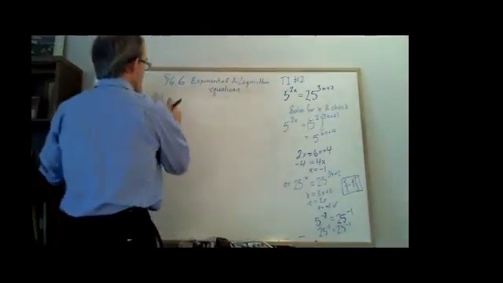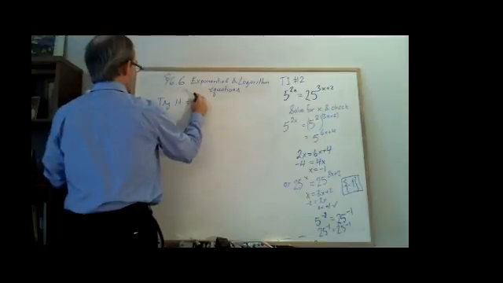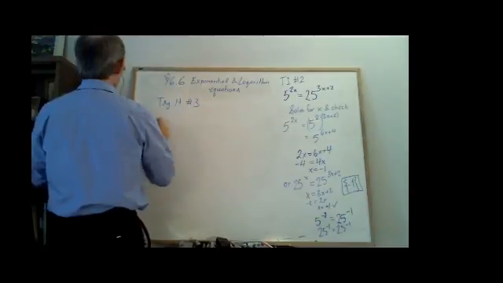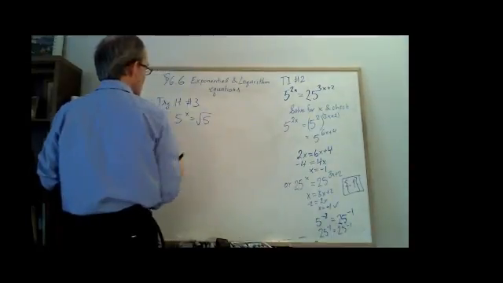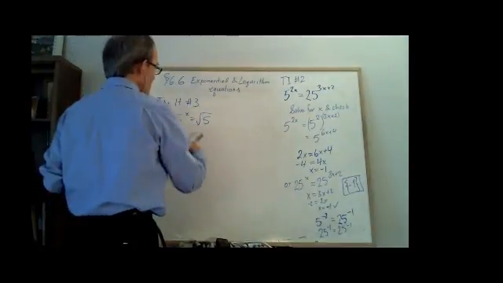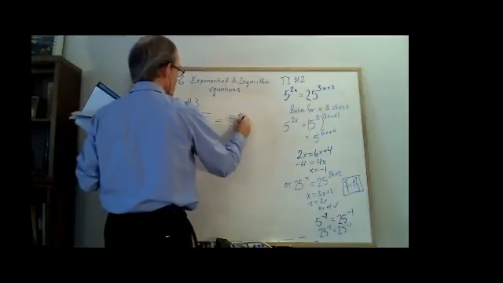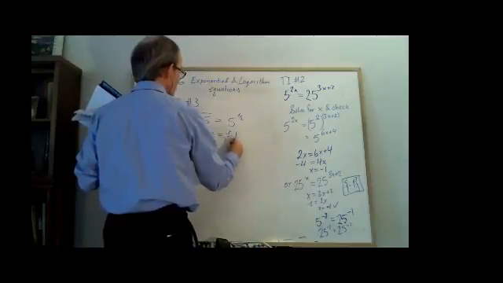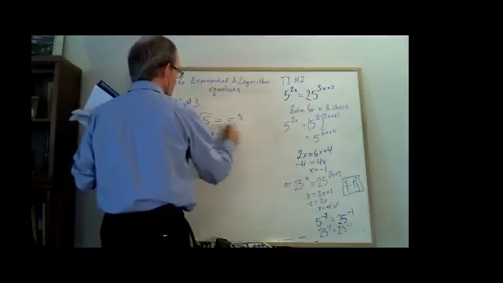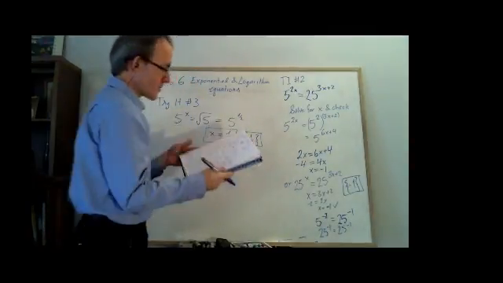Okay, let's try number 3. Section 6.6. 5 to the x is equal to square root of 5. Again, I express this as the same base. You can do it as 5 to the 1/2. And then immediately I get x equals 1/2. So that's the answer. Or write the solution set as the set consisting of just 1/2.